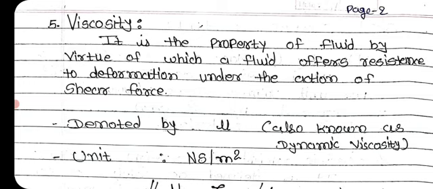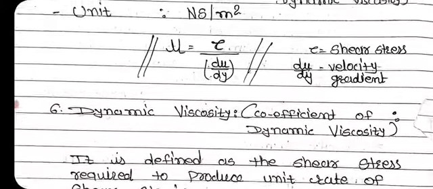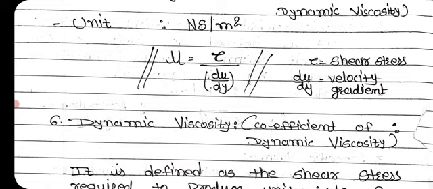Here first we denote dynamic viscosity as mu, and the unit of dynamic viscosity is Newton second per meter square, and mu is equal to tau divided by du by dy, where mu is dynamic viscosity, tau is shear stress, and du by dy is velocity gradient. So this is the important equation to solve the problem of fluid mechanics viscosity related problem. So dynamic viscosity is equal to tau shear stress divided by velocity gradient.